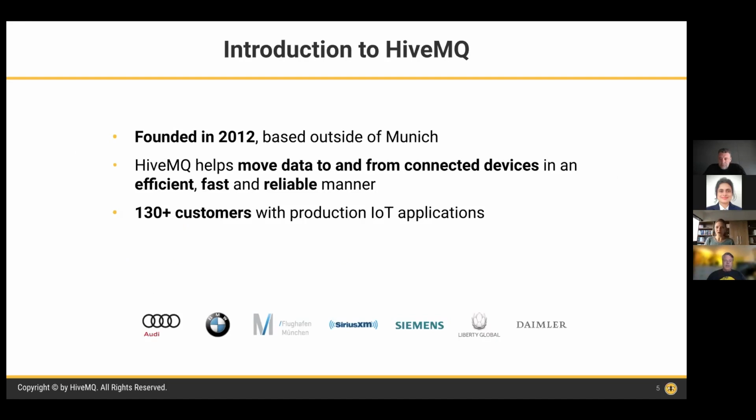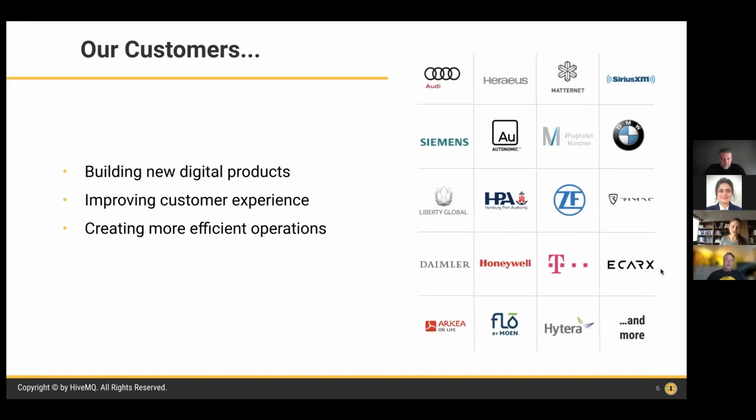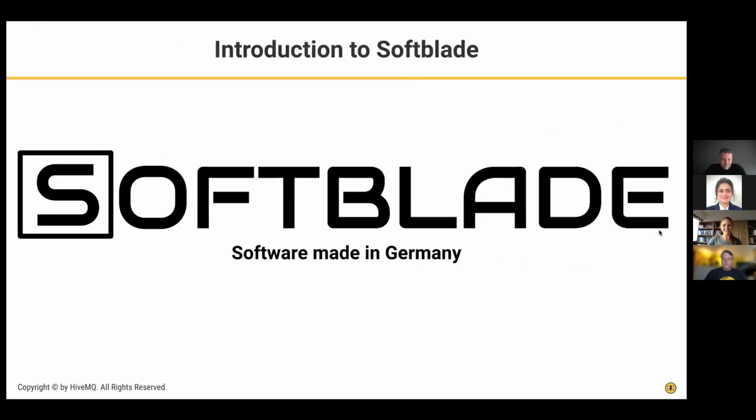We have over 130 customers with IoT use cases in production. There are a lot of customers from many different industries, including telecommunications, transportation, manufacturing, and of course, automotive. We help our customers create more efficient operations and improve the experience of their own customers. And with that, I'm happy to hand over to Nico from our friends at Softblade to introduce Softblade.